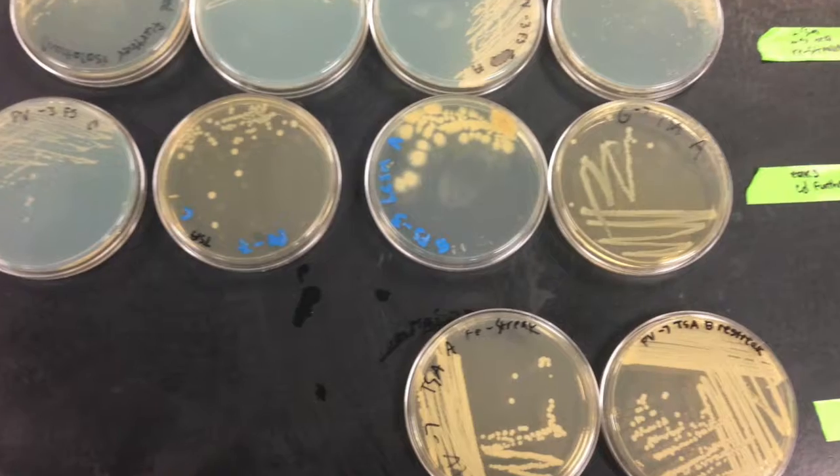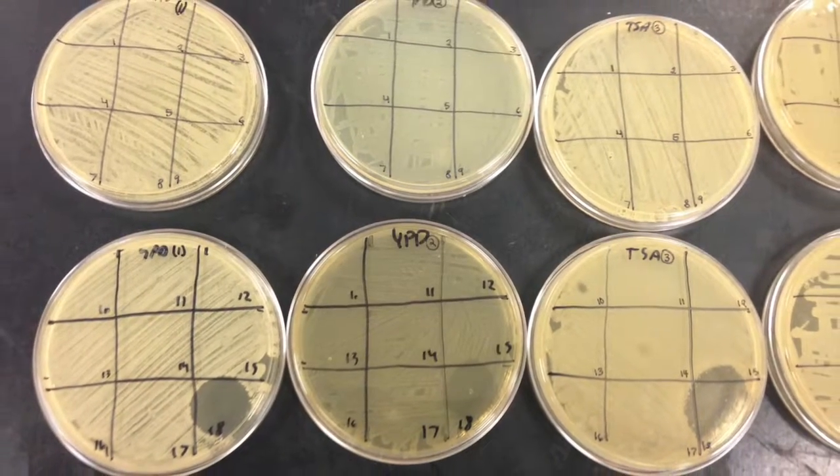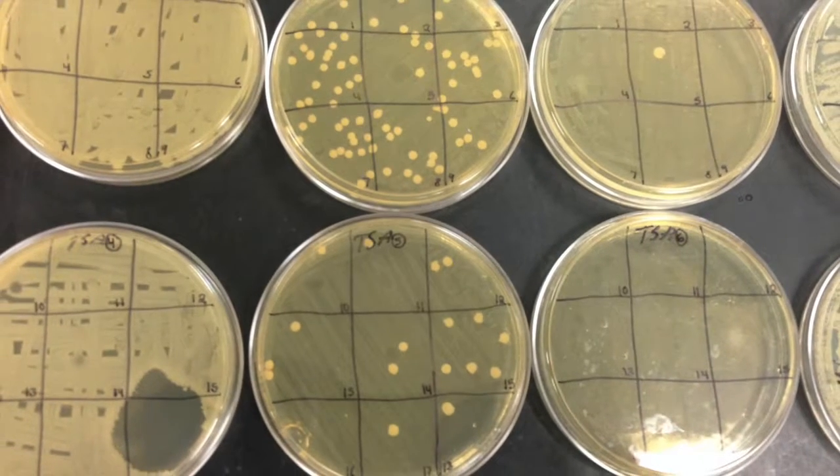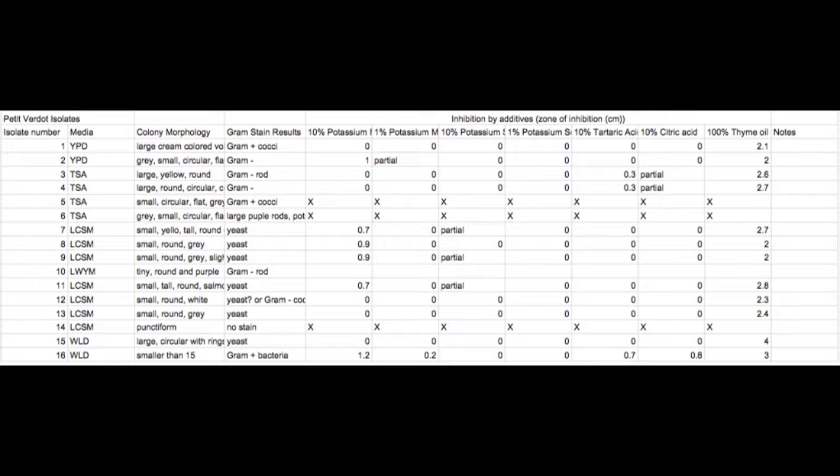For the spot test, while all of our isolates were extensively inhibited by thyme oil, many were not inhibited by the other additives at any concentration. Only half of the isolates tested were inhibited by the highest concentration, 10%, of potassium metabisulfite, and only 3 of the 15 isolates showed partial inhibition by the 10% potassium sorbate. Although these results are surprising, they must be taken with a grain of salt given that the conditions on an agar plate are not necessarily representative of the environment in wine.